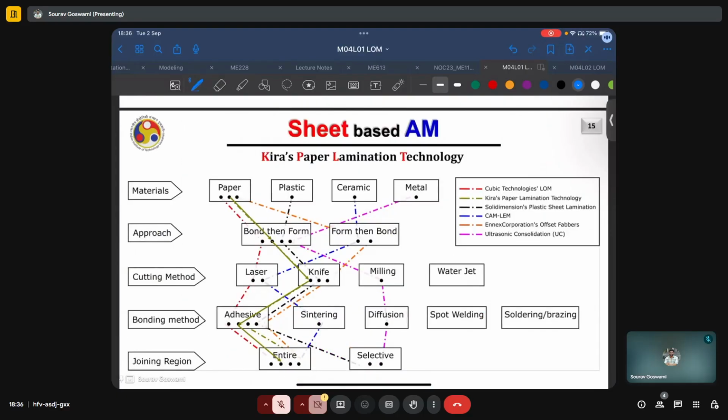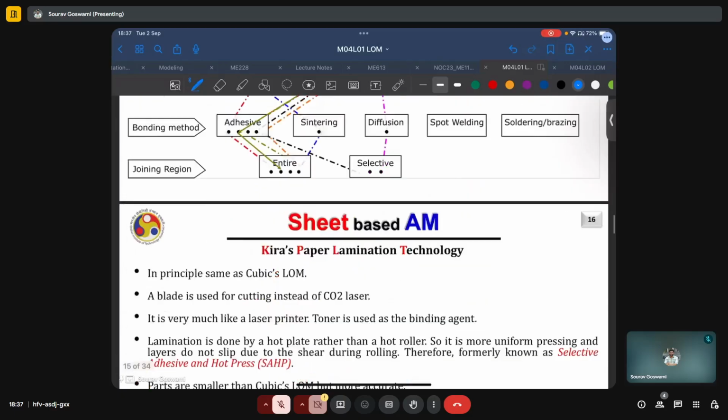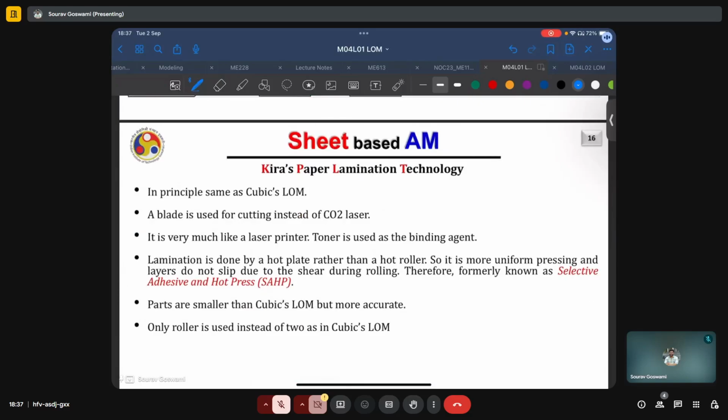The next technology, which is very similar to Cubic Technologies LOM, is Kira's paper lamination technology, which, as the name again implies, uses paper as the feedstock material. The approach is bond and then form. Cutting and separation is performed using a mechanical knife. The bonding method remains an adhesive, and the joining region is again entire. So the only change from Cubic Technologies LOM being the use of a mechanical knife instead of a laser, and we end up with Kira's paper lamination technology.